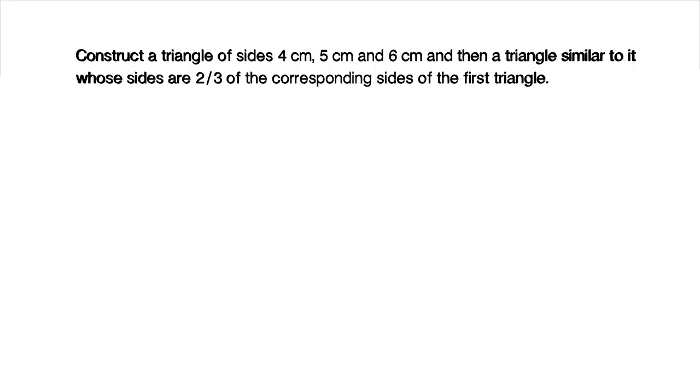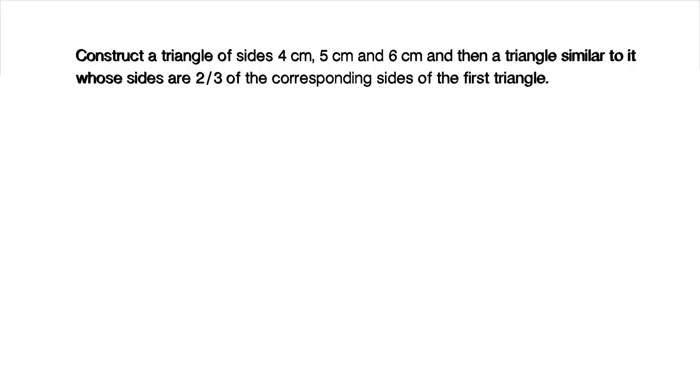The question states, construct a triangle of sides 4 cm, 5 cm and 6 cm and then a triangle similar to it whose sides are 2 by 3 of the corresponding sides of the first triangle. So first we need to draw a triangle with the sides 4 cm, 5 cm and 6 cm, and then we need to draw a triangle which is similar to this triangle.